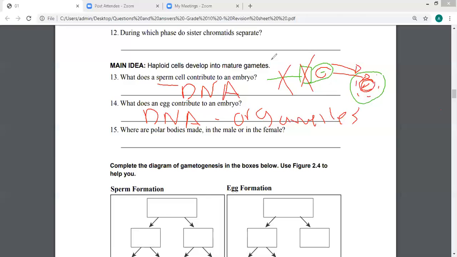But the egg contributes what? The DNA and the organelles? Okay, and we know that the embryo must have DNA and organelles. Why? It just needs the DNA, then it will form the organelles.